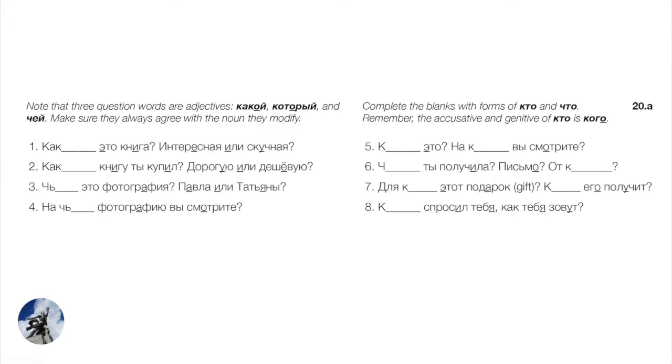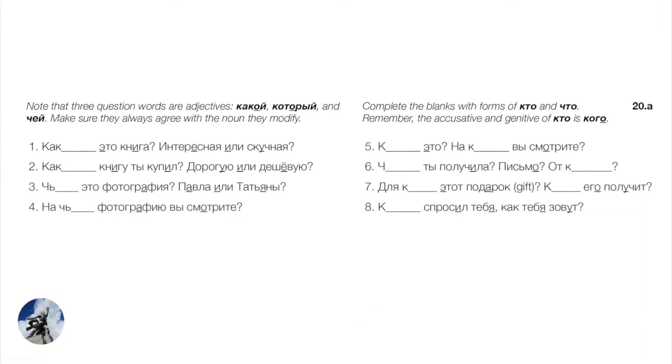Okay, number three, whose photograph is that? Pavel's or Tatiana's? Okay, фотография is being modified, feminine, so we need чья фотография. Павла или Татьяны. Okay, what case are those two names in? Well, do you happen to know the nominative form of these Russian names? First one is Павел, right? And we see there we're getting a mobile vowel when we create the genitive, right? Павел becomes Павла, Павла или Татьяны. That's a female name, Татьяна, right? So that's the genitive of Татьяна.